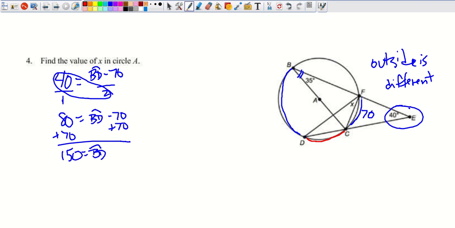Now that I know this is 150, I know the measure of DC has to be 180 minus that, which is 30, because it's forming a diameter here. And now I can get that x is half, because it's inscribed, of 30, so x is equal to 15 degrees.